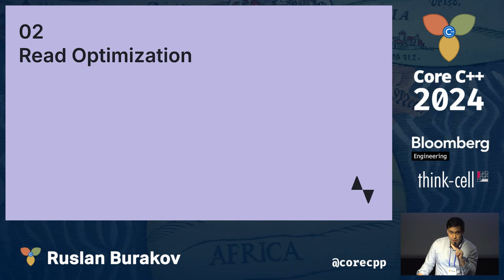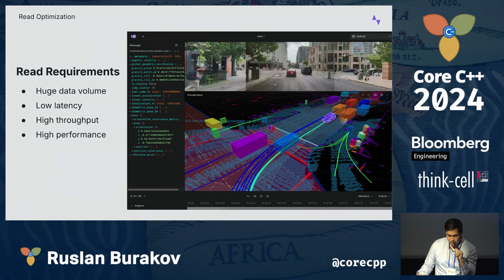Through our experience, the top priority for dev UX is how quickly you can open the ride. Ideally, it should be within a single second. So here are our read requirements. We have a huge data volume coming from our sensors. So think of HD cameras, radars, odometry sensors, lidars.